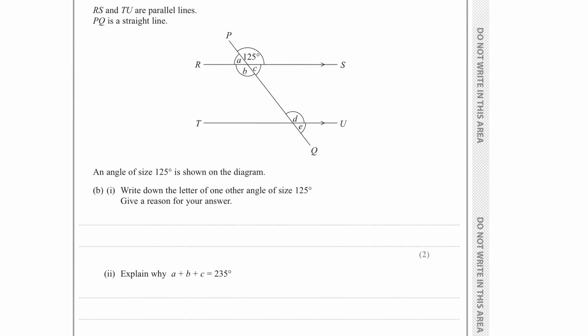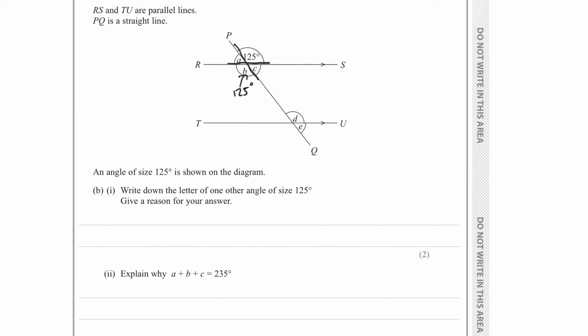Then it's now saying that RS and TU are parallel lines and PQ is a straight line. It says an angle of the size 125 degrees is drawn, and it wants us to write down the letter of one other angle that is also the size of 125 degrees. So this is all to do with your questions on parallel lines. Again, the link will be in the description and above. Basically, we can see that this is applying the rule that vertically opposite angles are always equal. So B is 125 degrees. Another angle that's 125 degrees, if I put it in a different color, so it's less confusing.